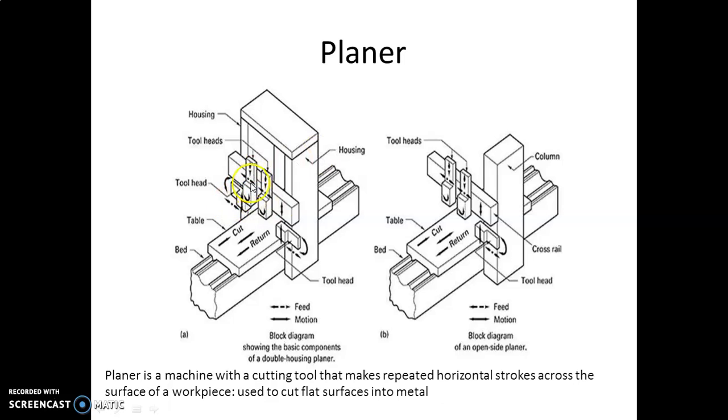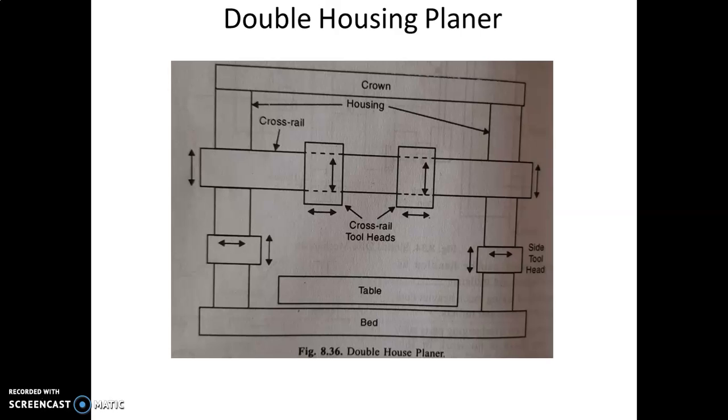Then regarding the next part of the planer, that is the tool head. There are a maximum of 4 tool heads on a double housing planer, 2 on the cross rail and 2 on the uprights, that is the side tool heads. They are mounted on the rail and the uprights by means of saddles. The cross rail tool heads are used for planing horizontal surfaces. So we'll discuss some of the types of planer machine.